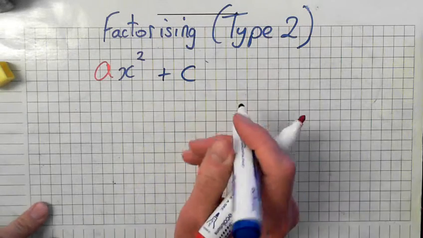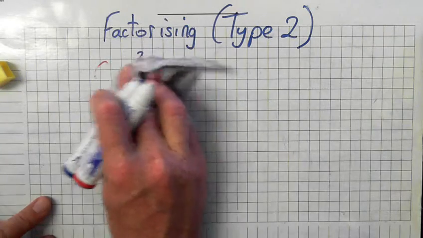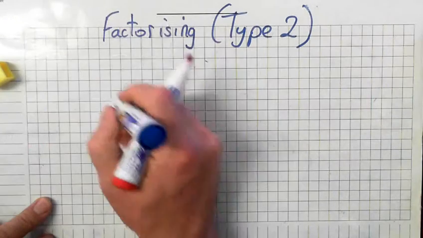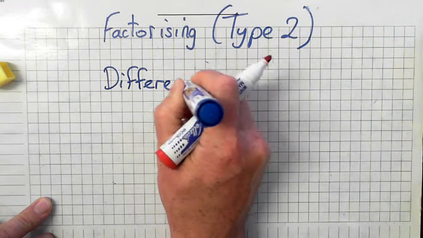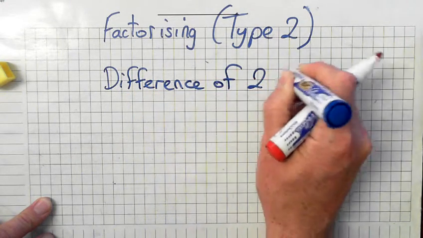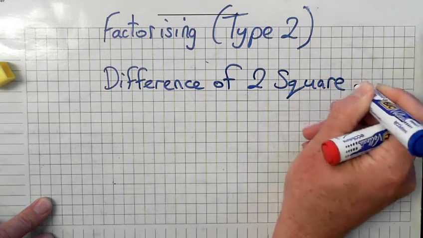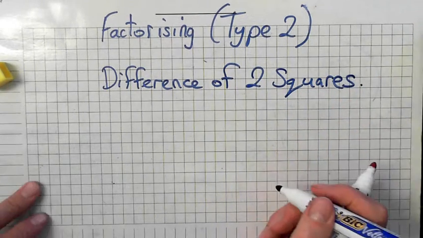Right. And this is, you don't have to take it down, I'm recording this. It's most commonly known as the difference of two squares. And there's a reason why it's called the difference of two squares.